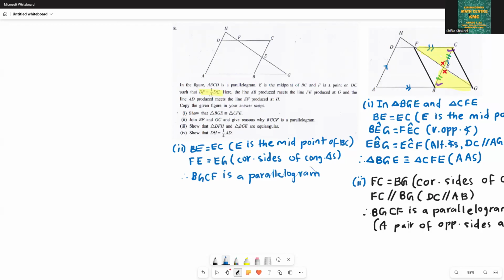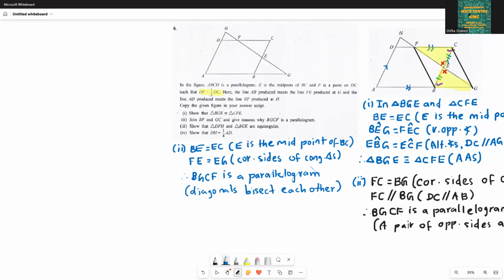Why here? What is the case? Why is that a parallelogram? Diagonals bisect each other. The diagonals bisect each other, so we can say that is a parallelogram.